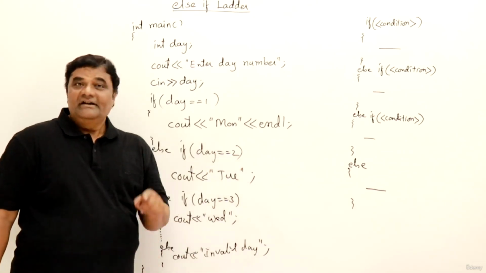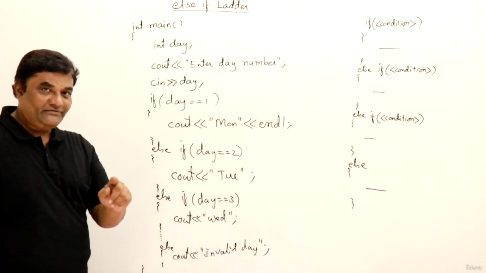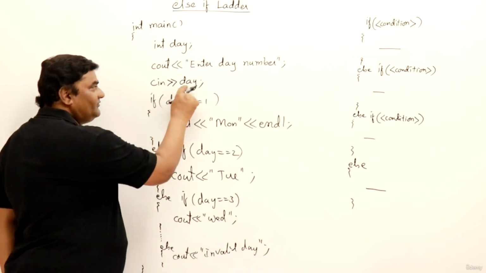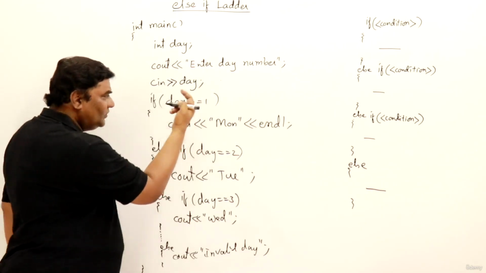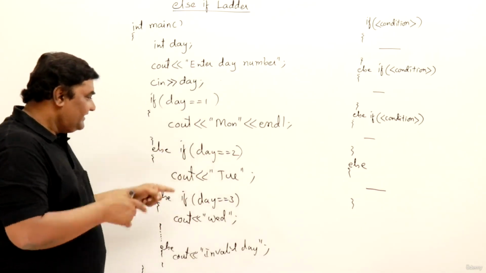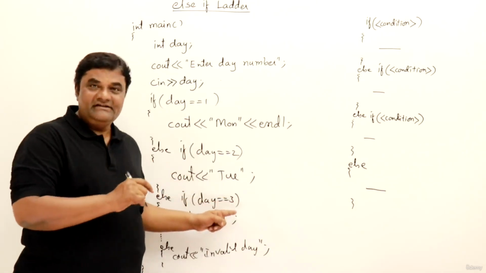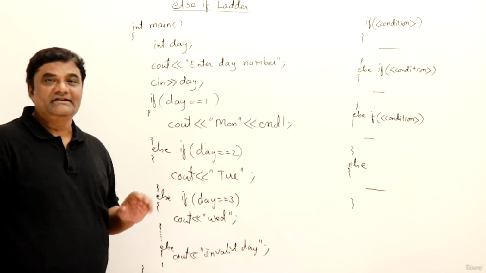Next, if you give the number as 3, then listen carefully. It will check first. Here you have given 3, right? 3. Next line. Is it 3? No. Go to else. Is it 3? No. Go to else. Is it 3? Yes, 3. So it will print Wednesday. Then after that it will not go into the remaining else part.